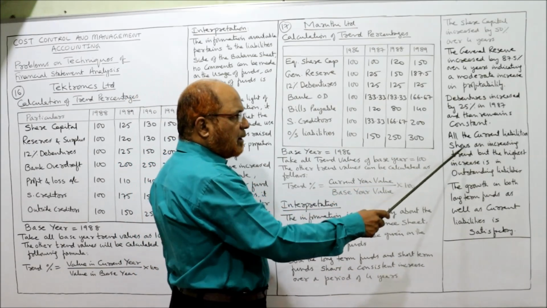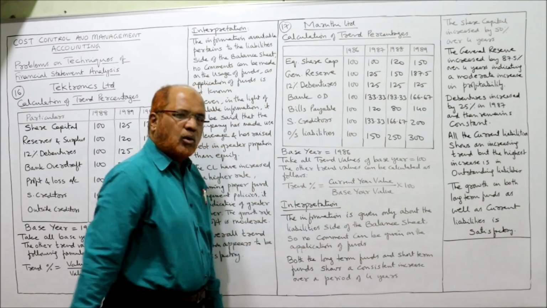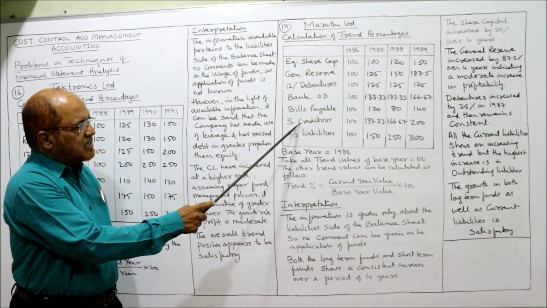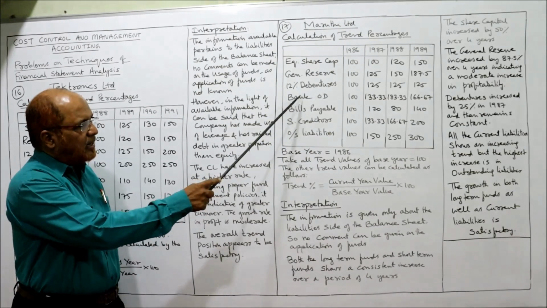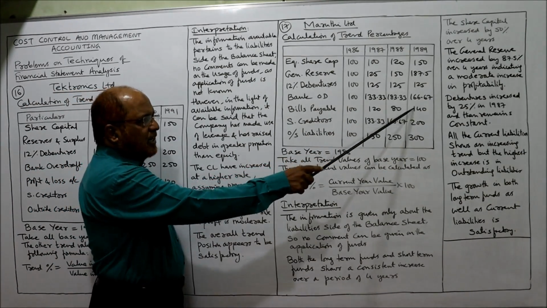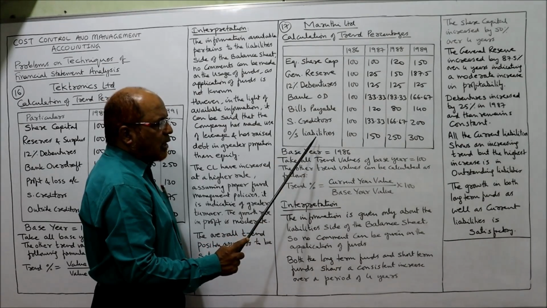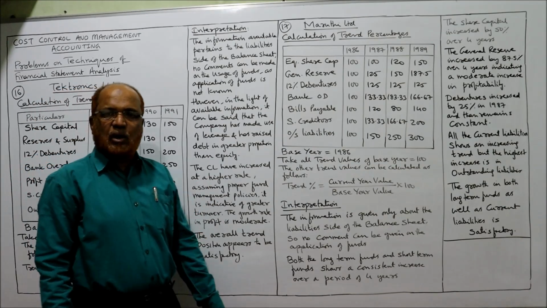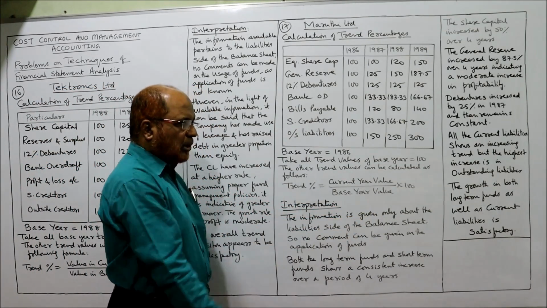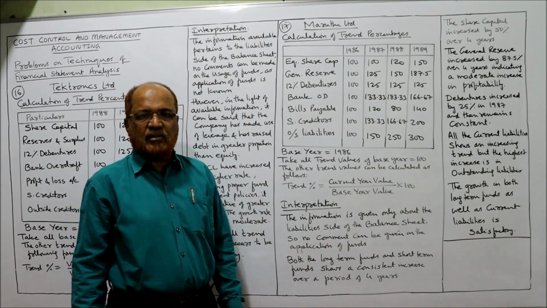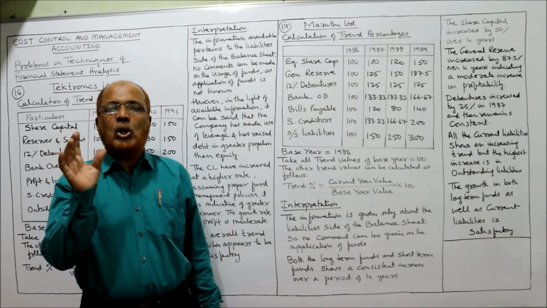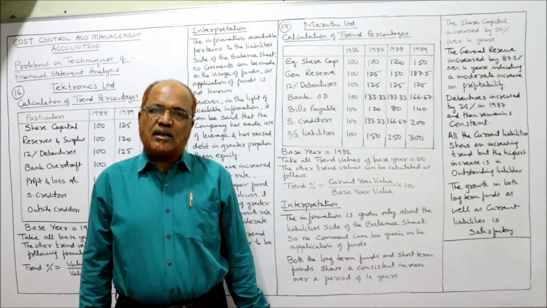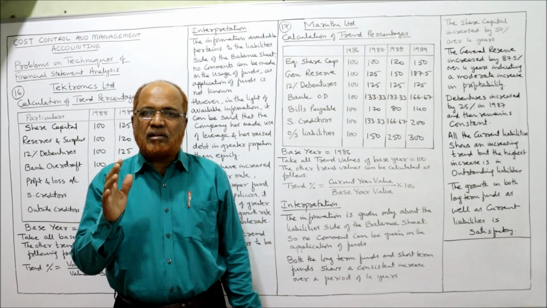Next one, all the current liabilities show an increasing trend, but the highest increase is in outstanding liability. See here. All the current liabilities: bank overdraft, bills payable, sundry creditors, outstanding liability. All these are the current liabilities. All the current liabilities are increasing, but the highest increase you can observe is in outstanding liabilities, 300. 3 times outstanding liability. The growth in both long-term funds as well as current liabilities is satisfactory. From this analysis, we can conclude our comment that all the long-term funds and the current liabilities are satisfactorily growing.